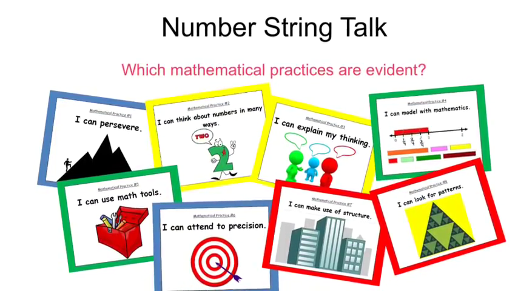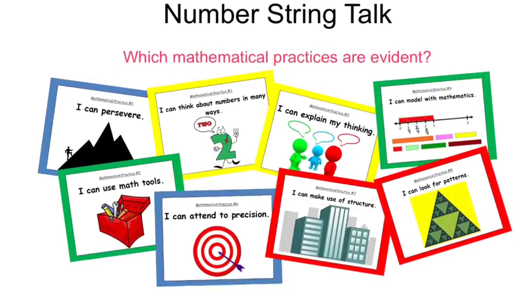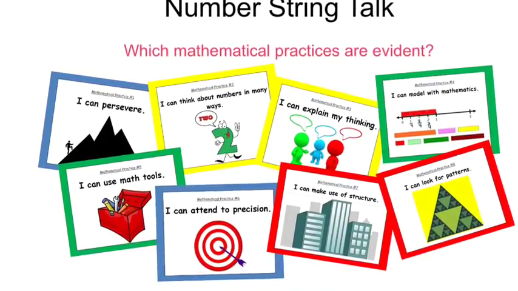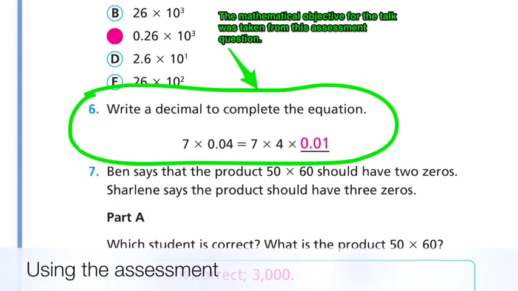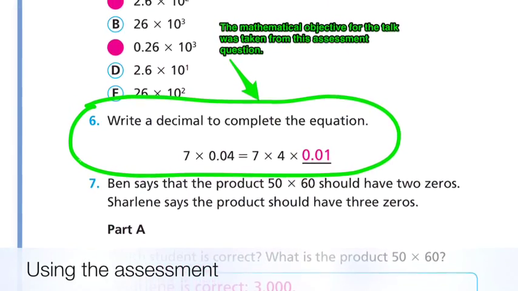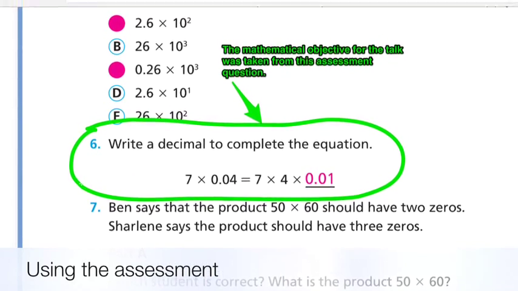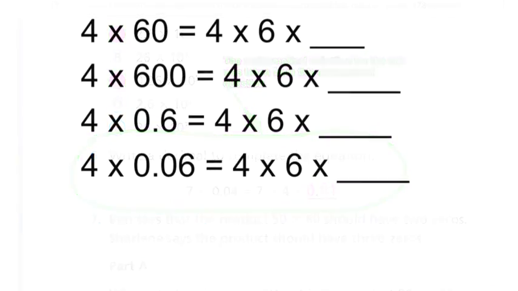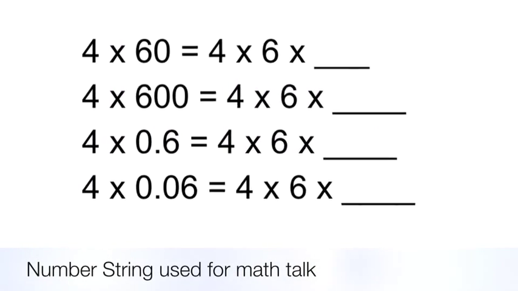This number string talk was developed when looking at the mathematical objectives that students needed to know in order to multiply decimals. Using backwards mapping and the assessment guide, this is the problem that I chose to base my number talk off of. And here are the problems I wrote for the 5th grade math class.